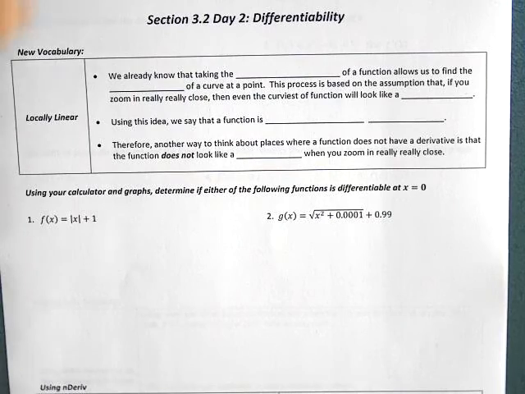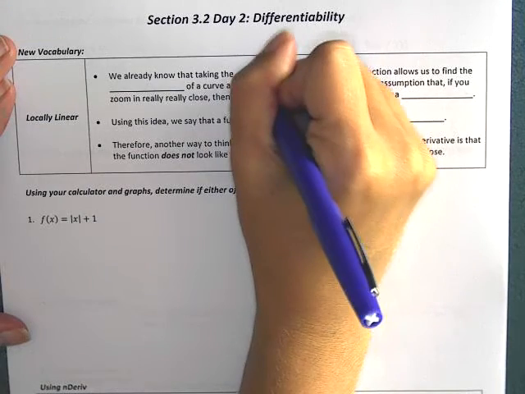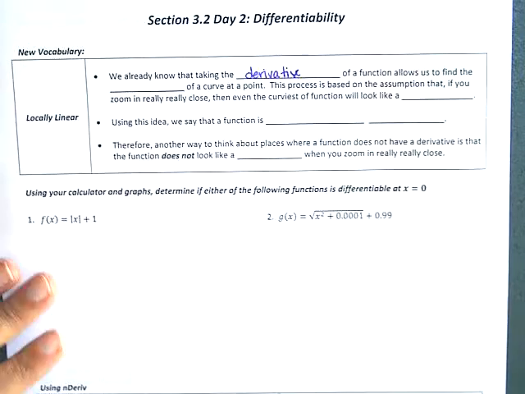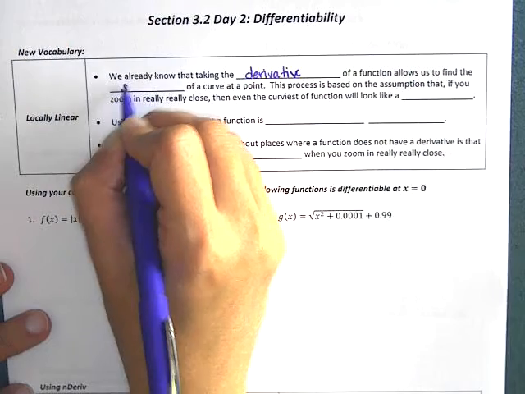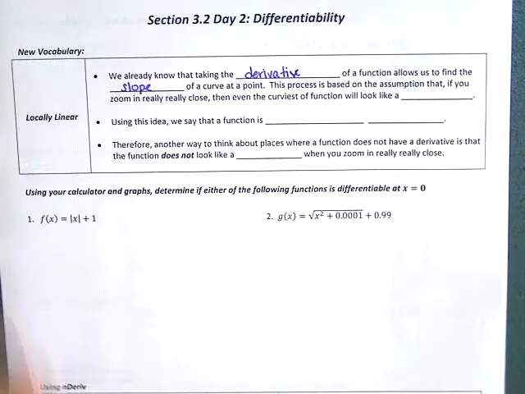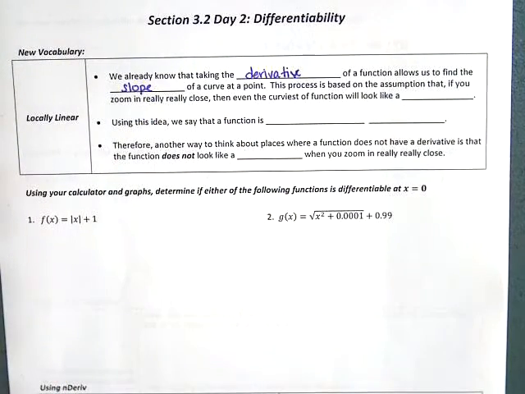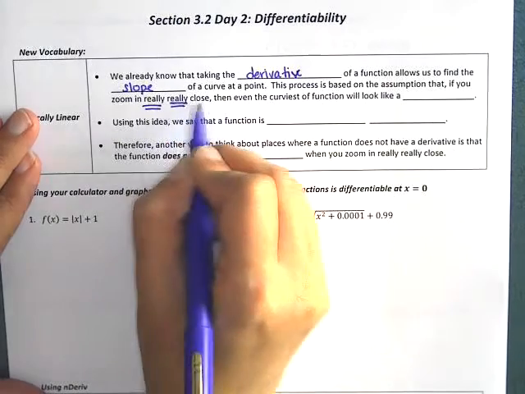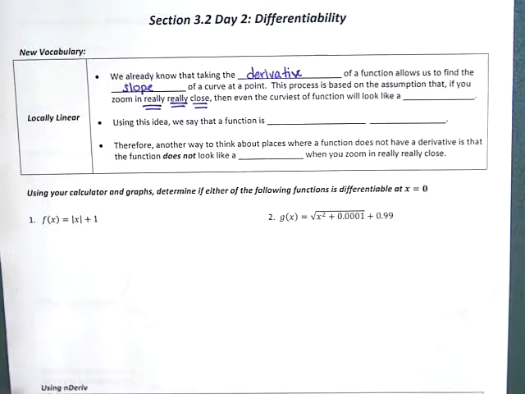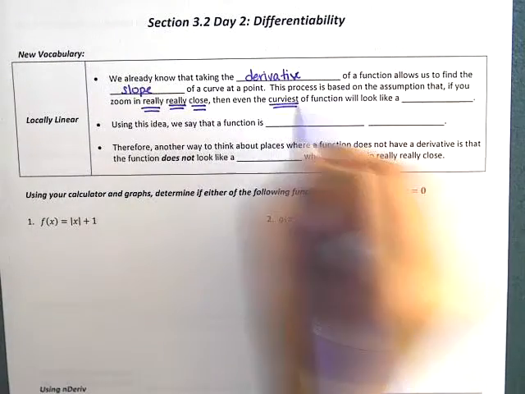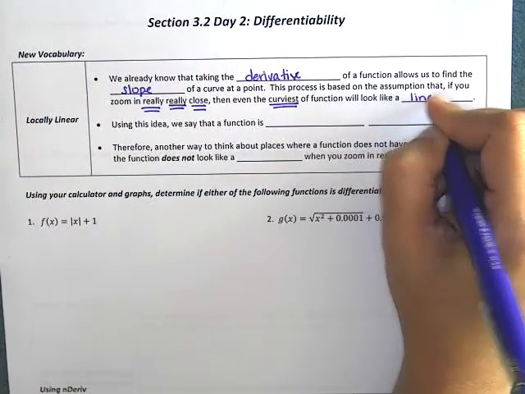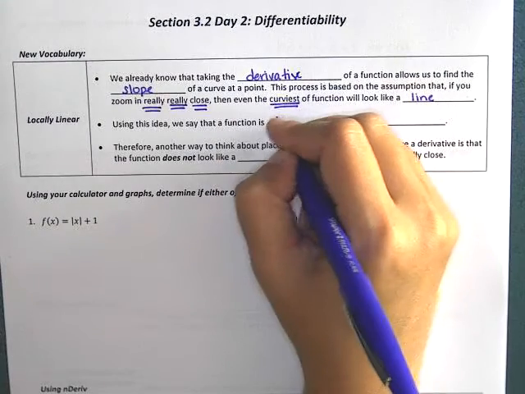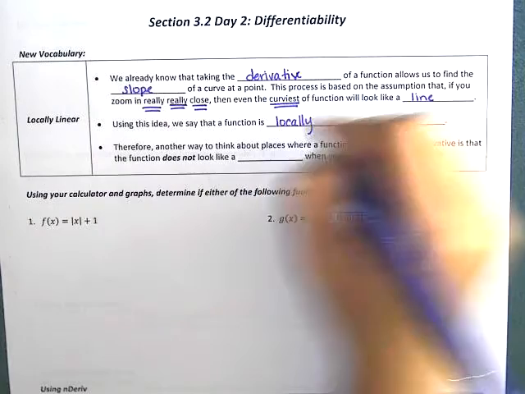We already know that taking the derivative of a function means find the slope of a curve at a single point. This process is based upon the fact that if you zoom in really close to any function, then even the curviest functions will look like a straight line. Using this idea, we say that functions are what's called locally linear.